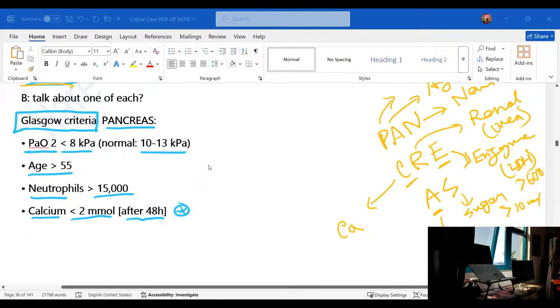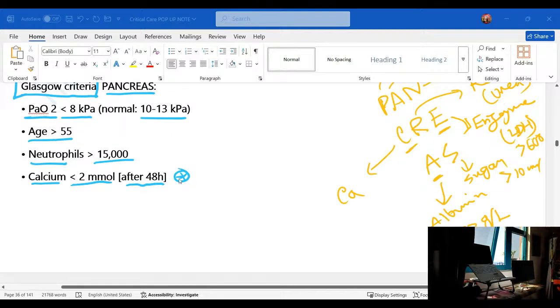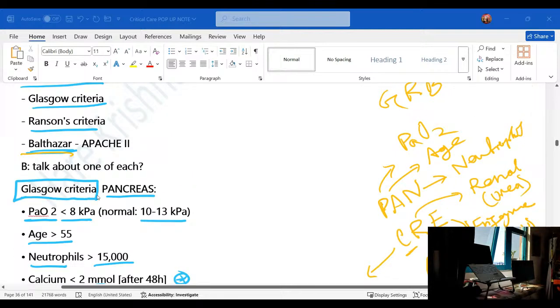So it does not mean that we will do it after 48 hours. We will do everything in the beginning, but we will repeat it after 48 hours again, and that level will be calculated for the criteria.